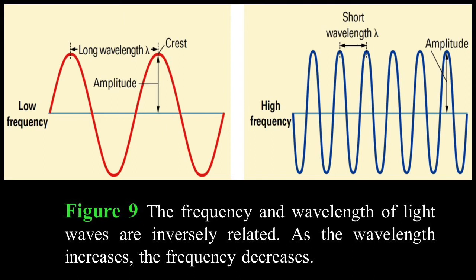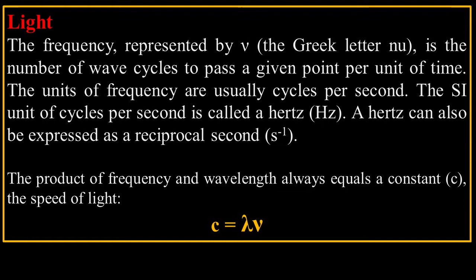The frequency and wavelength of light waves are inversely related. As the wavelength increases, the frequency decreases, and vice versa. And you can see how the one with shorter wavelength is also going to have more energy if you think of it as a rope.